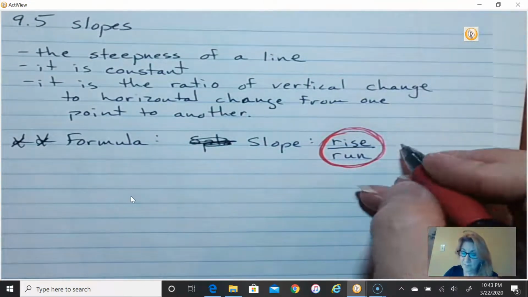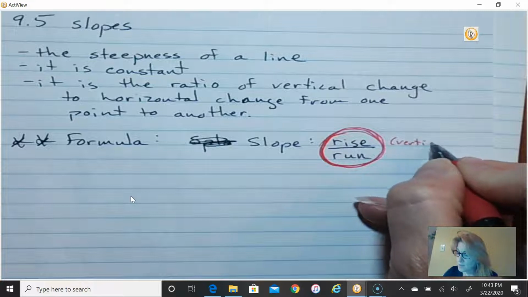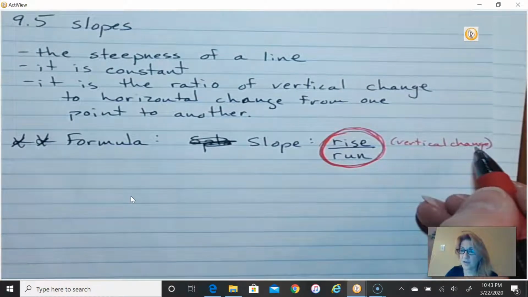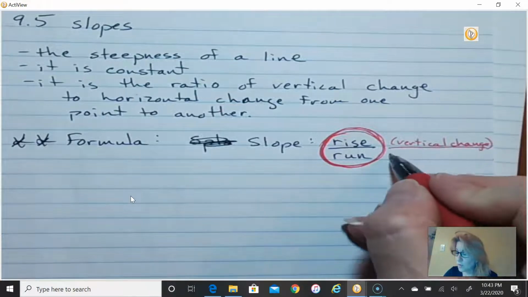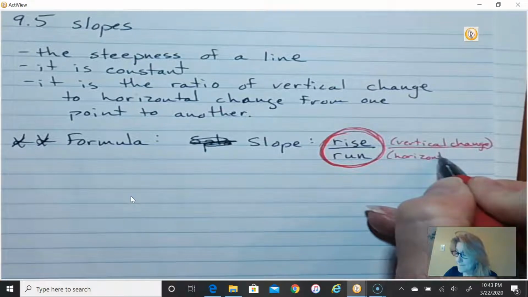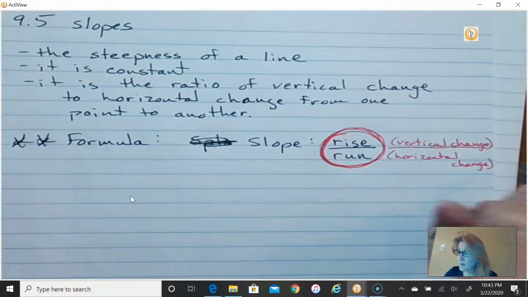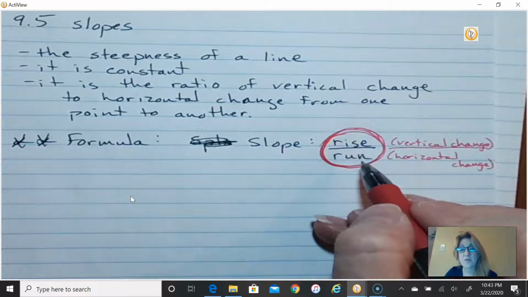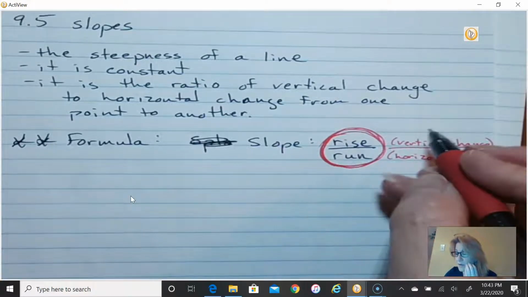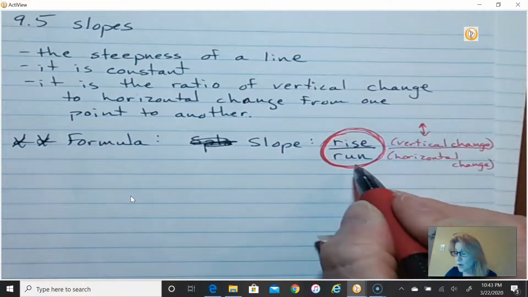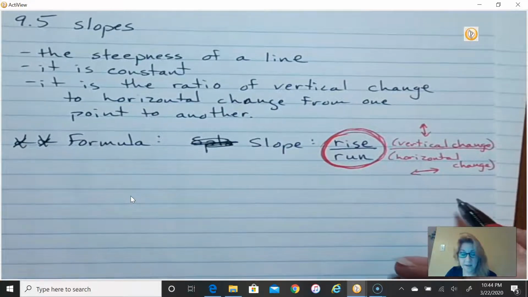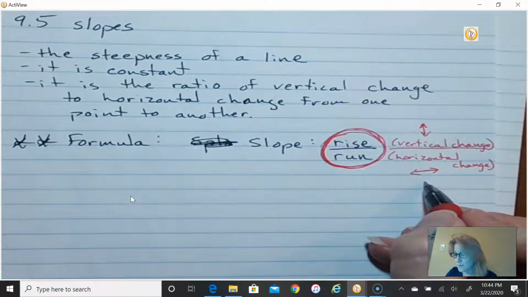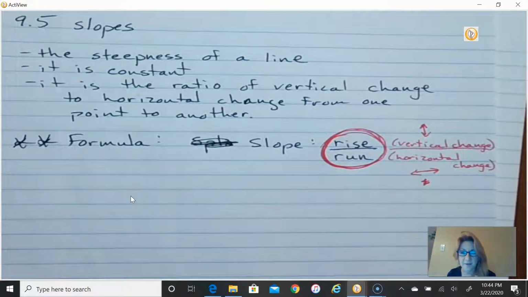The rise is your vertical change over your horizontal change. Vertical change over horizontal change. Rise over run. Rise basically is going to be up and down. Run is going to be side to side. When we're talking side to side, we're talking about the x-axis. I'll explain that later because it'll get confusing.